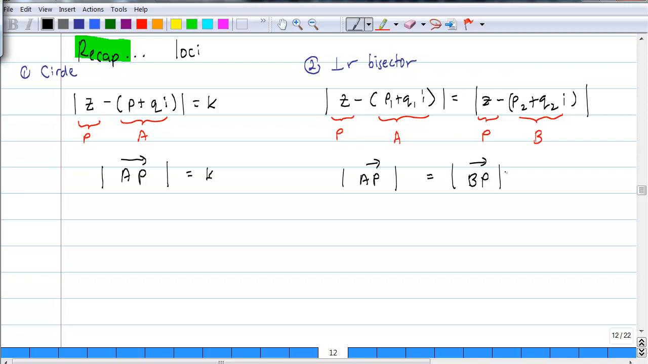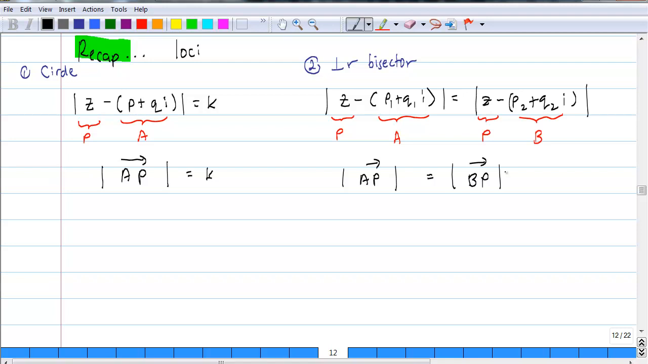Okay, so if we look at the analogy of a vector, the modulus of the vector AP is always k for the circle, whereas for the perpendicular bisector, we are looking at the modulus of the vector AP and the modulus of the vector BP, which needs to be the same every time. And this makes sense because from what we have seen in the circle, it is exactly so, and what we see in the perpendicular bisector, it is also exactly so.